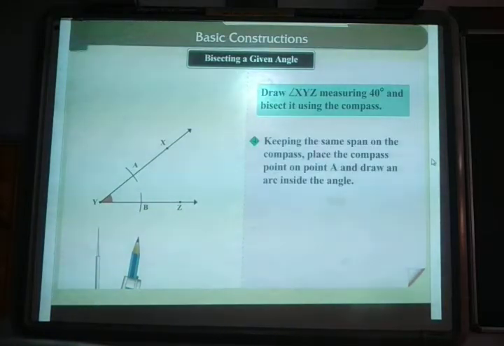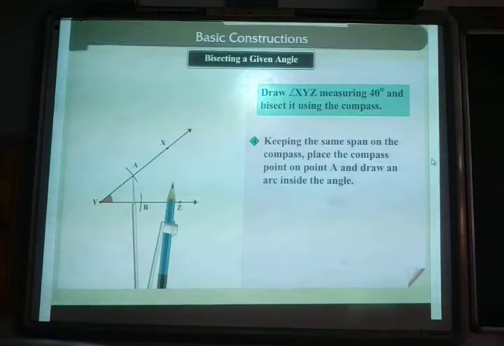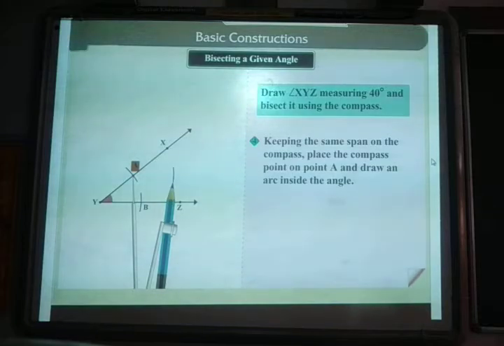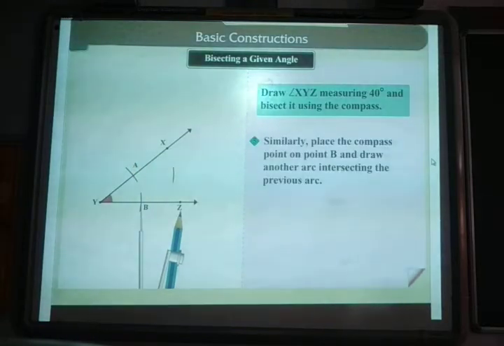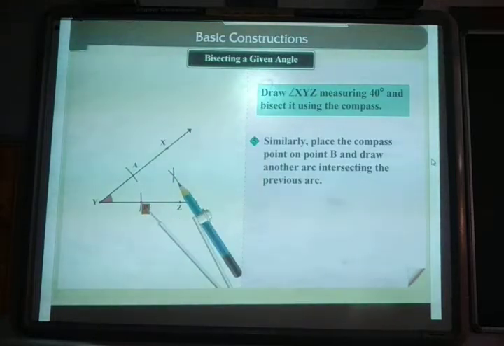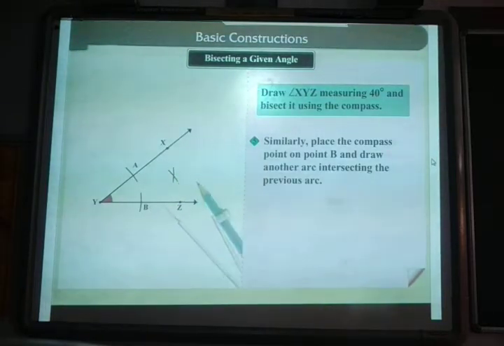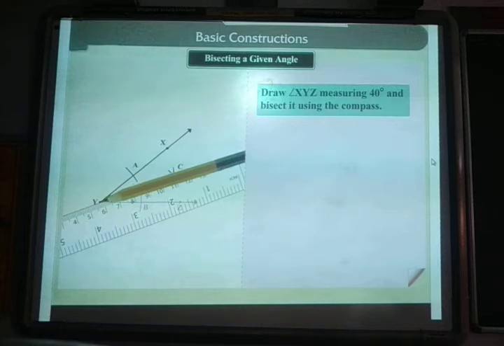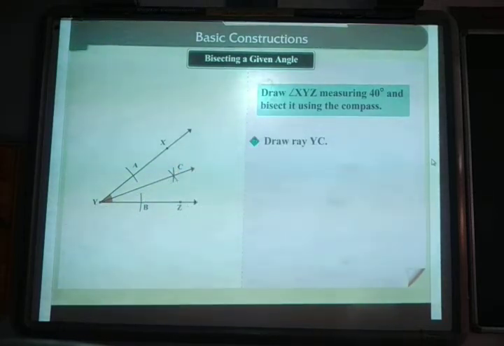Keeping the same span on the compass, place the compass point on point A and draw an arc inside the angle. Similarly, place the compass point on point B and draw another arc intersecting the previous arc. Name the point of intersection as C. Draw ray YC. Thus, we have ray YC, which is the bisector of angle XYZ.